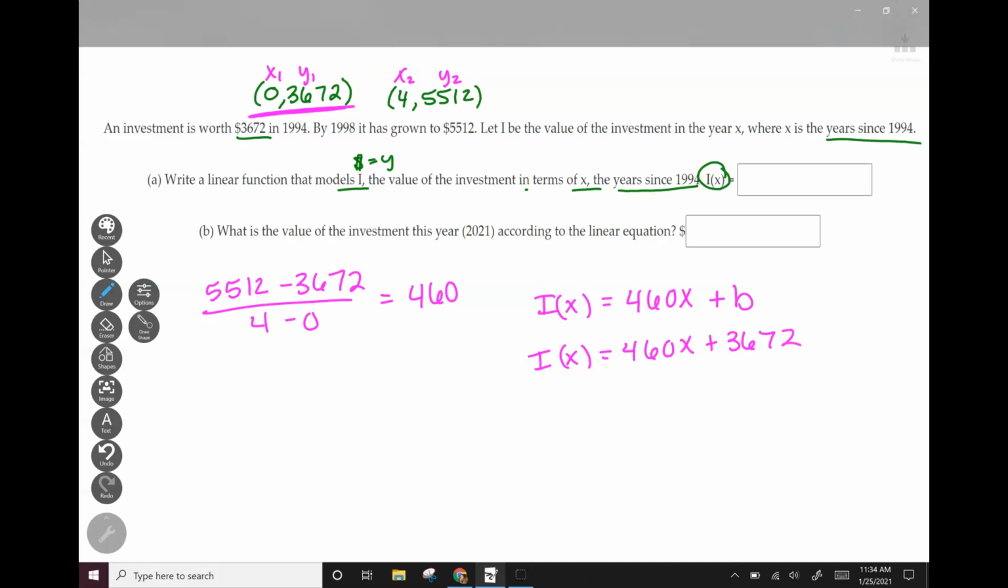Now, let's say they did not give you the y-intercept as one of your points. Then you could plug in either point for x and I of x, and solve for B. So same thing, just takes a little bit more work if they didn't give you the y-intercept as one of your points. All right, so there is my equation. So that should have been part A.